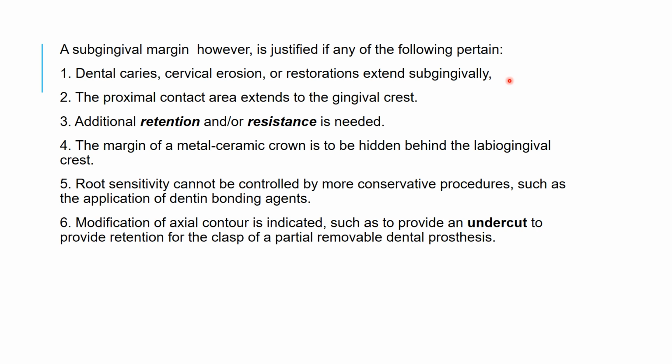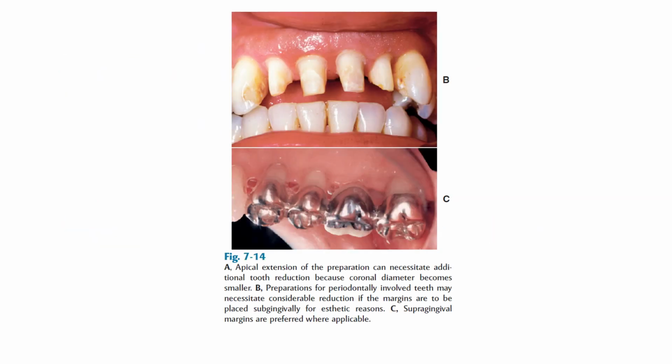If you want to hide any of the metallic surface and you want the tooth to look like it's coming out of the arch, to give it a more natural appearance, again we're using a subgingival margin. If there is any root sensitivity which cannot be controlled by conservative procedures, then you have to apply the dentin bonding agents, and there as well you have to give a subgingival margin, right? Modification of axial contour wherever required, such as to provide an undercut to provide more retention. Even there, guys, you have to give this, okay? Sometimes the undercuts are favorable for us, right?